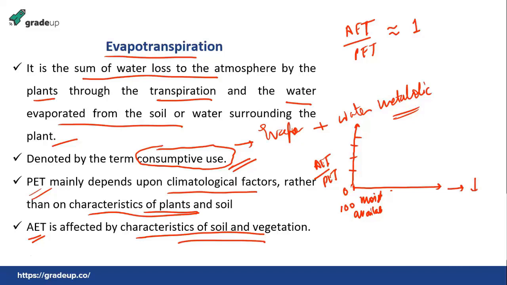So what happens in this graph? For clay soil, let's say this was unity. When 100% moisture is available, as I told you, the AET by PET ratio will be equal to unity. Then it goes on decreasing, and it will reach this value when moisture is 0. This is the case for clay soil. Now what happens in the case of sandy soil? Sandy soil has less moisture holding capacity, so the curve will be lower than that of clay soil. This is the case of sand. So this is how the soil characteristics affect the AET and PET ratio.